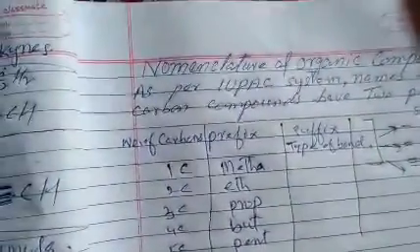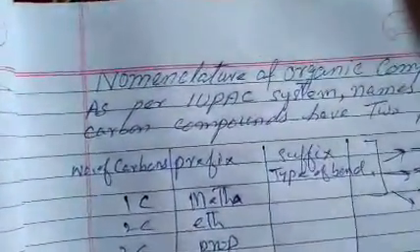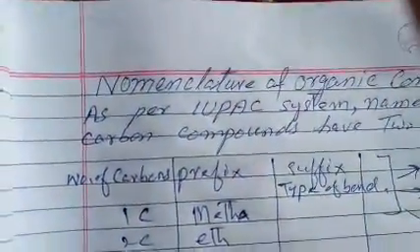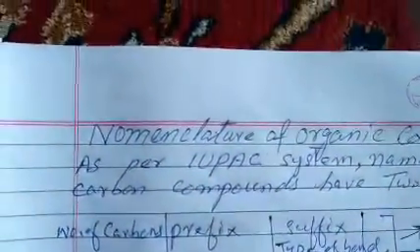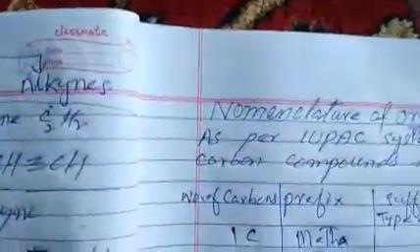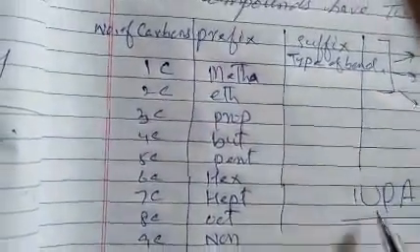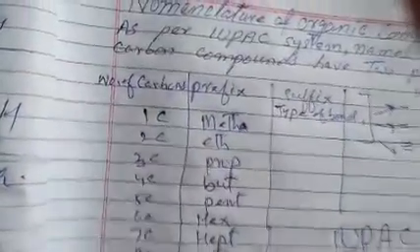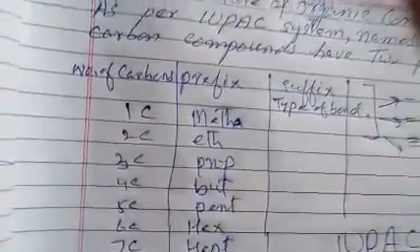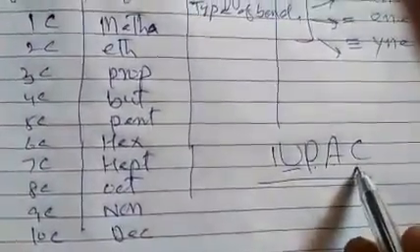Dear students, today we are going to discuss the nomenclature of carbon compounds, especially the hydrocarbons. According to the IUPAC system, the International Union of Pure and Applied Chemistry.